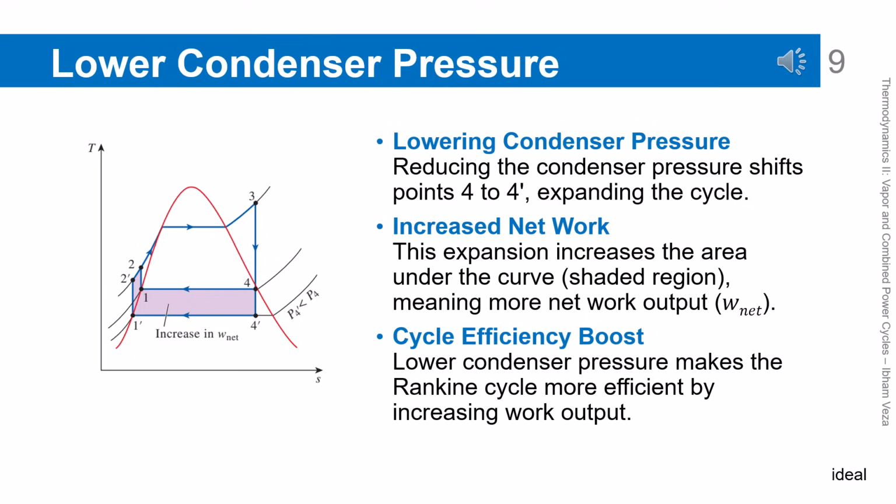Effect of lowering condenser pressure. Lowering the condenser pressure enlarges the cycle area on the TS diagram. This means the net work produced by the cycle increases. Physically, this corresponds to extending the steam expansion range in the turbine. Thermal efficiency also increases because the work output becomes larger. However, practical limits exist due to environmental conditions and condenser size.